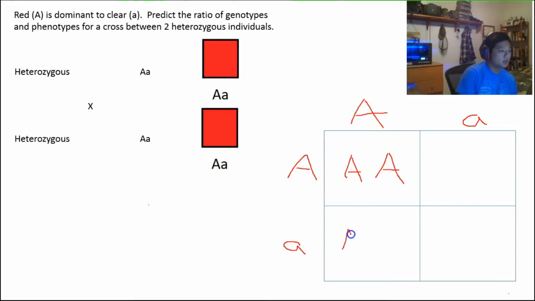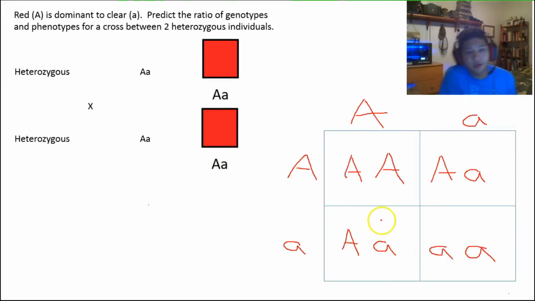This one goes down, big A. This one goes across here, big A. Or little a, so excuse me. Big A is going to go across. Small a comes down. Small a comes down. Small a comes across. Notice in the hybrid or the heterozygous individuals, you always put the dominant allele first.